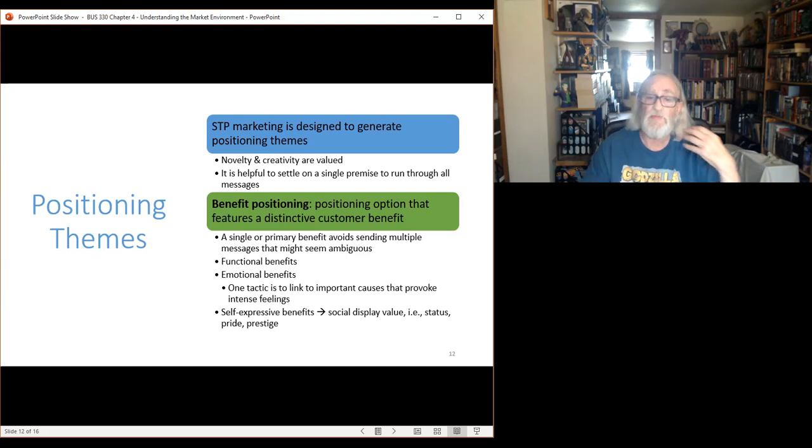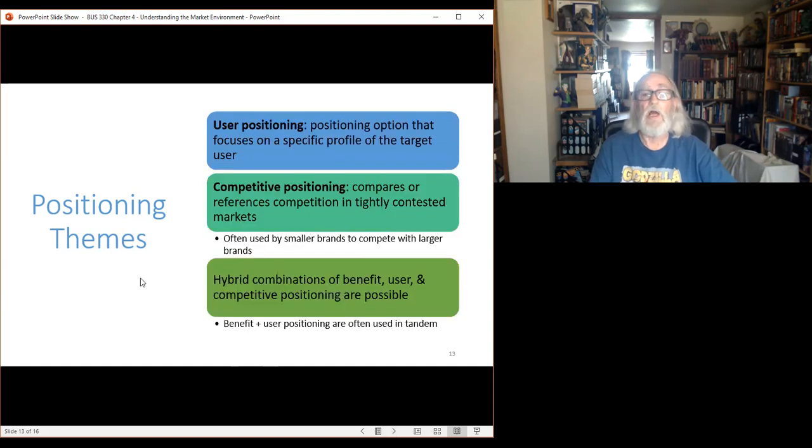It is the social display value. So it's all kinds of things: prestige, pride, status, all of those sorts of things. Now, we can position ourselves competitively. We can compare ourselves to other products in tightly contested markets. We see this happen all the time. It may not be the only type of advertising or promotional campaigns you see organizations do, but you will see them revolve through, like Pepsi and Coke. They're not always competing with each other in their ads, but every once in a while, they will each start running some of those. So that's competitive positioning.